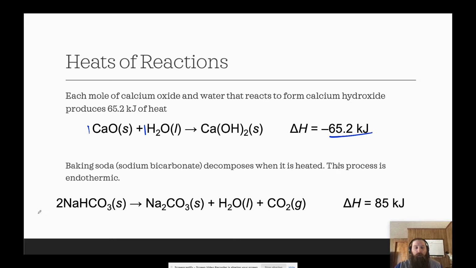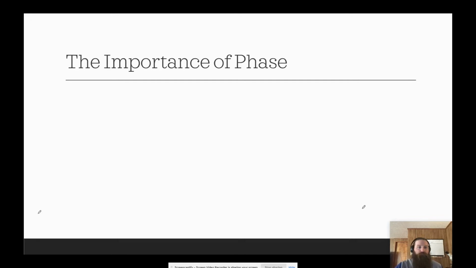Here's the second one. Baking soda decomposes when it's heated. This process is endothermic. How do I know that? Well, I have a positive sign right here. So this is a decomposition reaction, right? One reactant is breaking down into multiple products. So as it decomposes, it is absorbing heat. It takes heat to get that to happen.